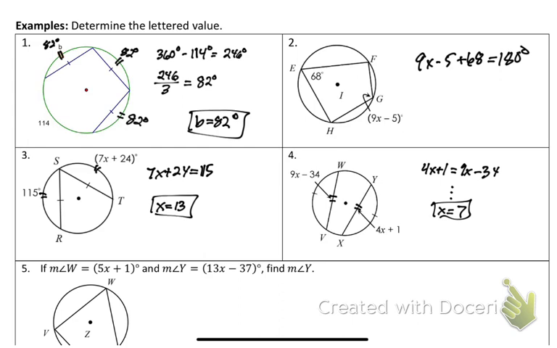So we'll have 9x plus 63 equals 180. We are going to subtract 63 from both sides. So we'll have 9x equals 117. 9 definitely goes into 117, and it's going to go in 13 times. We good with that? Okay.